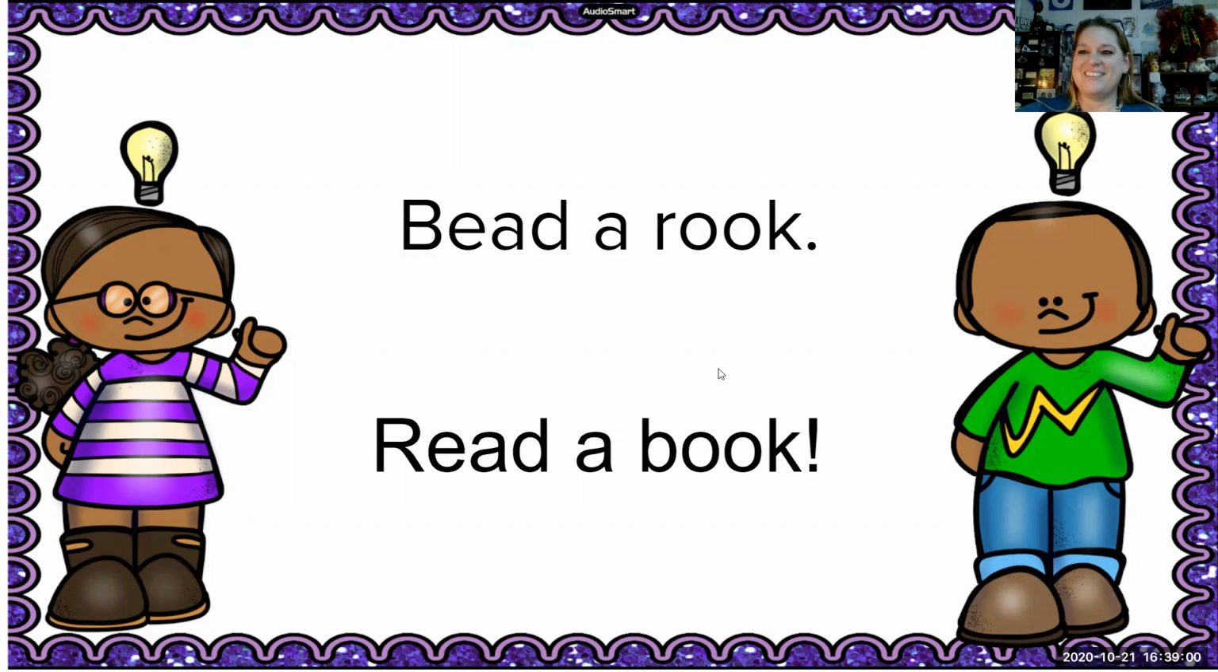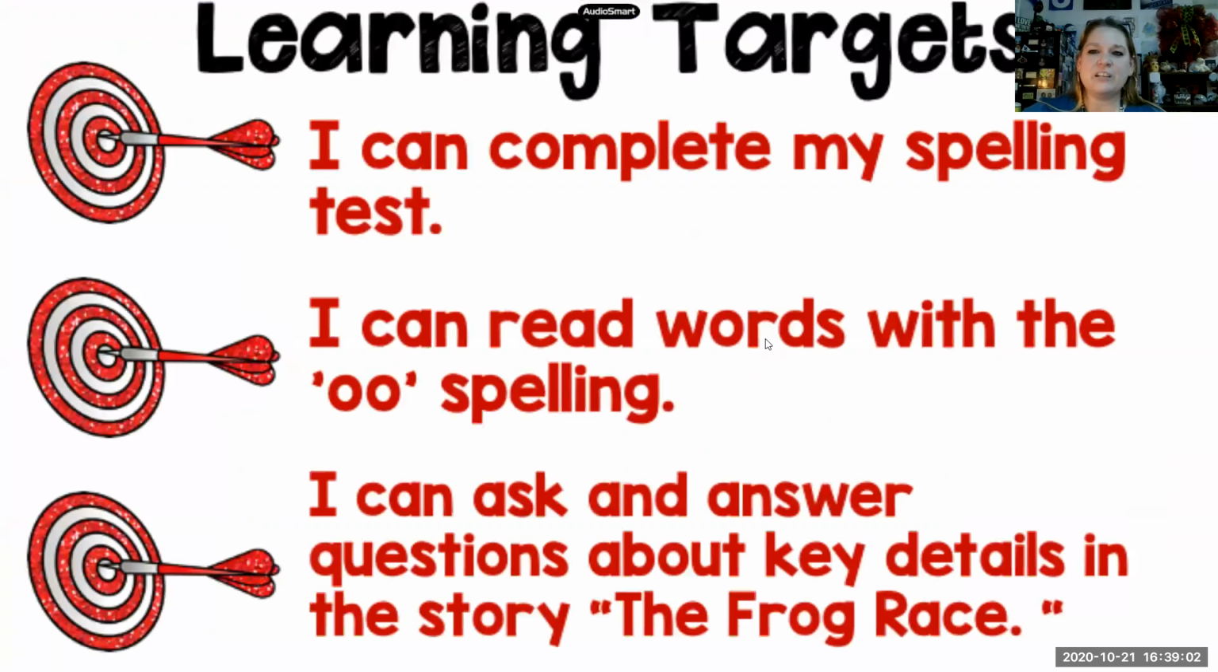Read a book. All right, so our learning targets for today are, I can complete a spelling test. Yes, we're taking a spelling test today. I can read words with the OO spelling. And I can ask and answer questions about key details in the story, The Frog Race.